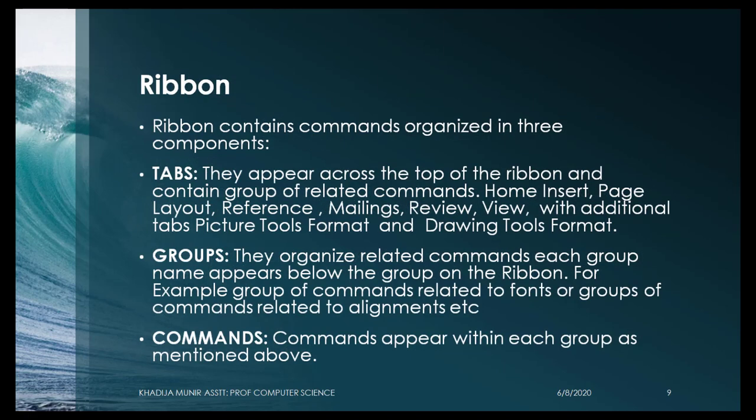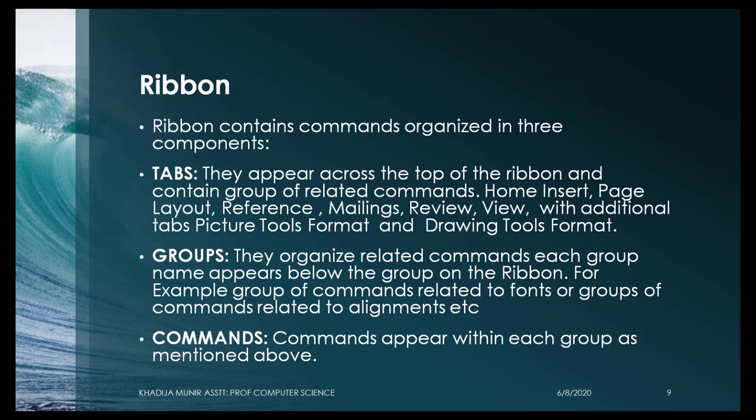Ribbon. Ribbon contains commands organized in three components: tabs, groups, and commands. Tabs. They appear across the top of the ribbon and contain groups of related commands: home, insert, page layout, reference, mailing, review, view, with additional tabs picture tools format and drawing tools format. Groups. They organize related commands. Each group name appears below the group on the ribbon. For example, group of commands related to fonts or group of commands related to alignment, etc.